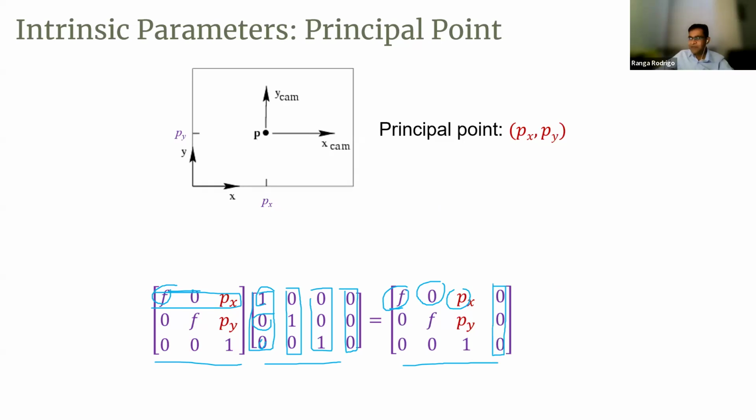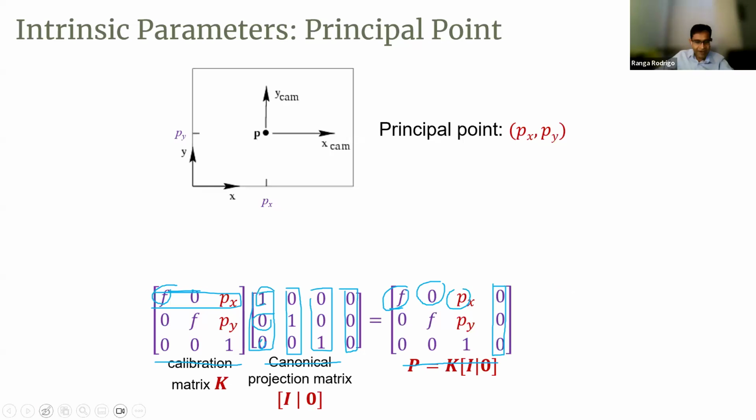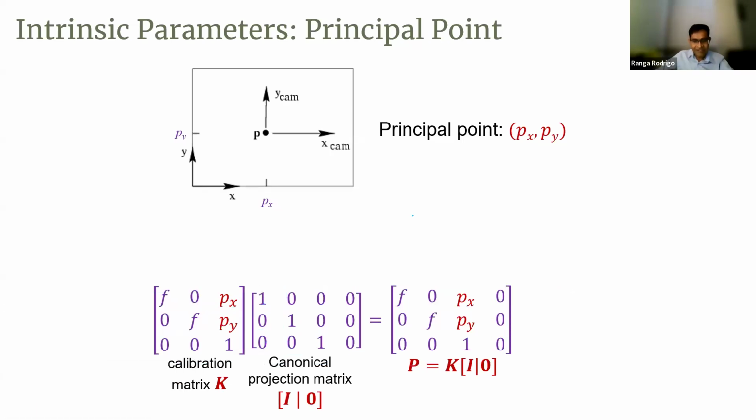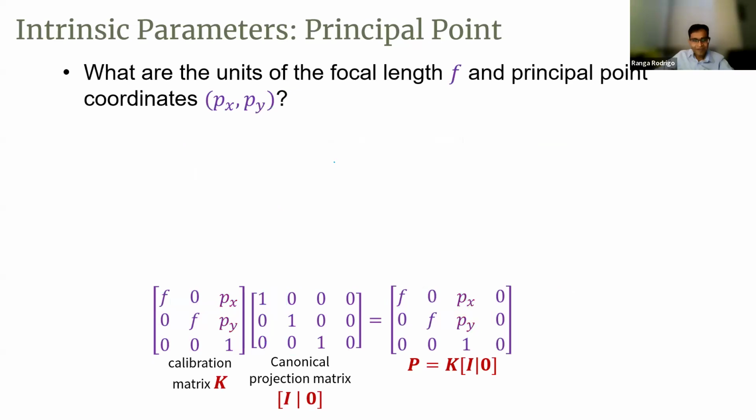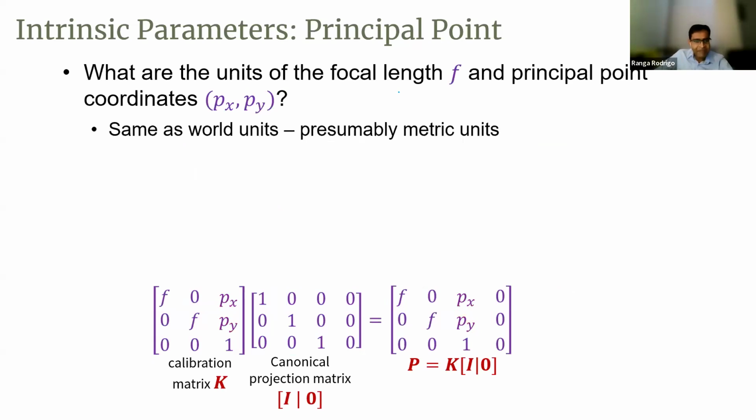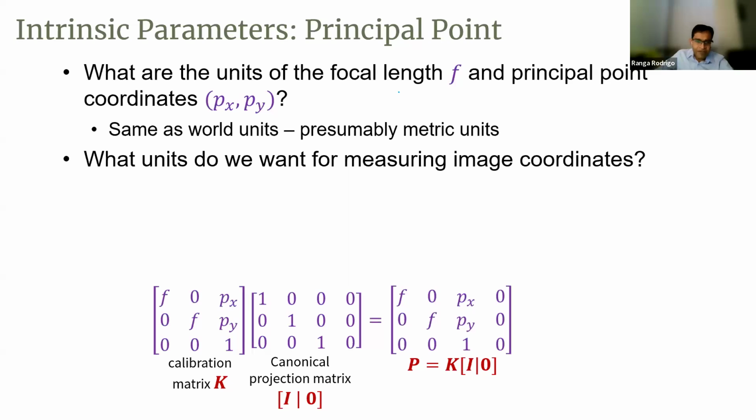If you have any question, please don't hesitate to ask as usual. So now you can see this is called the camera calibration matrix, K, and the canonical projection matrix, P equals K [I | 0]. Okay. Again, what are the units of the focal length? If the focal length and principal point coordinates are in millimeters, same as world units, presumably metric units, what units do we want the measurements of image coordinates to be? Image coordinates we want in pixels. We don't want them in millimeters.